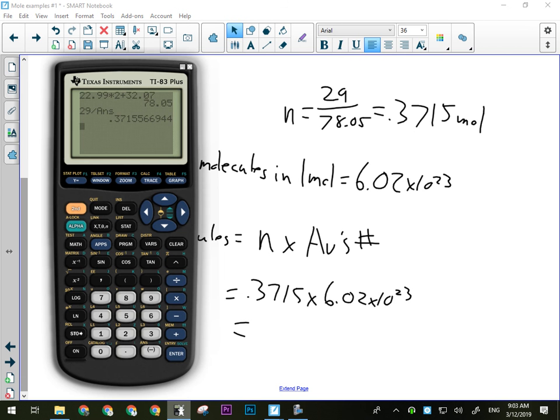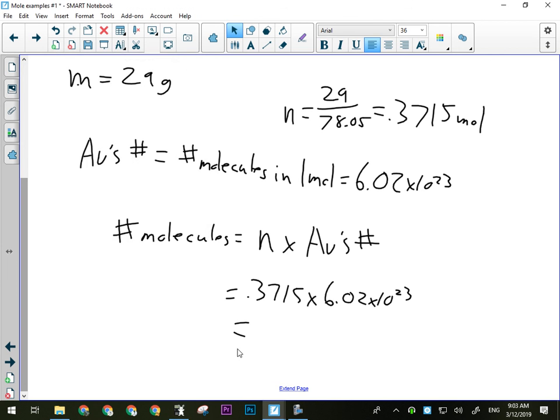All right, so I'm going to take that number, and then I'm going to multiply it by Avogadro's number, which I have to put in brackets, 6.02, second function, exponent 23. Okay, so we got that. There's my number of molecules, 2.24 times 10 to the 23.